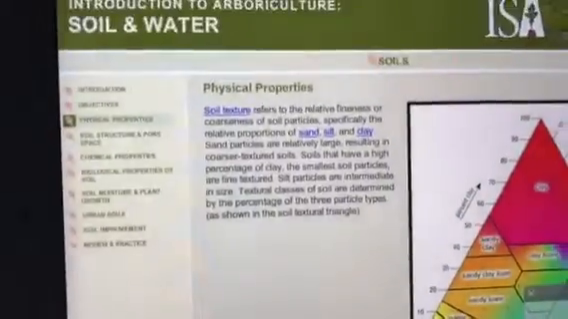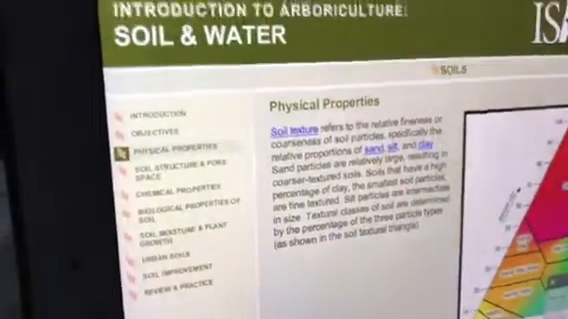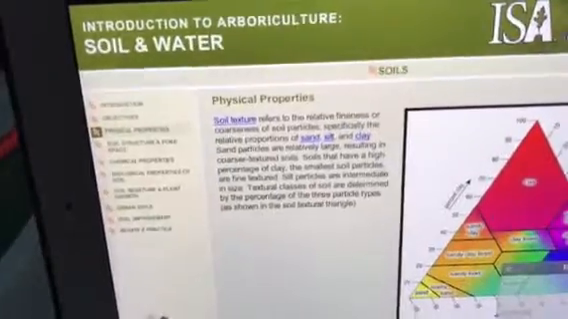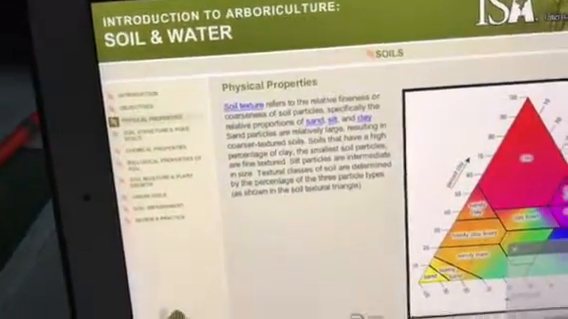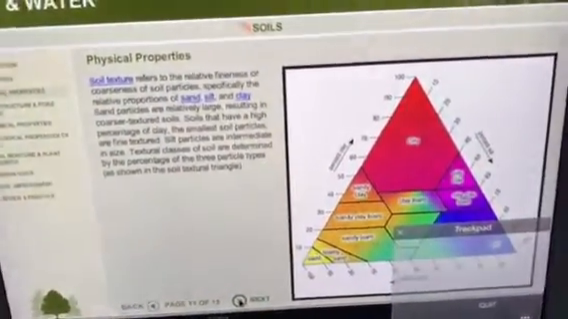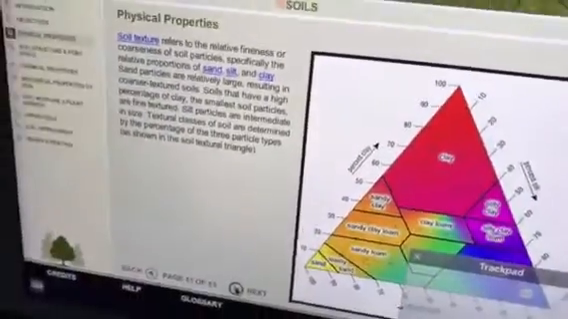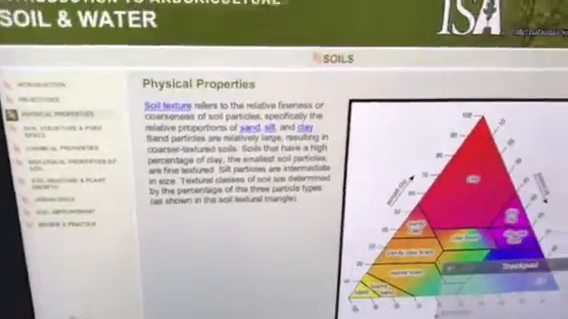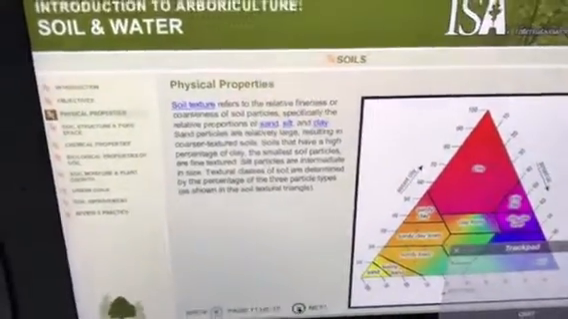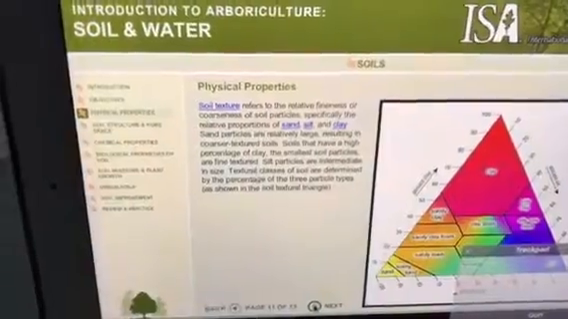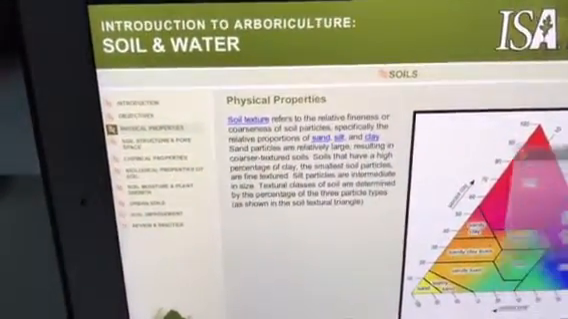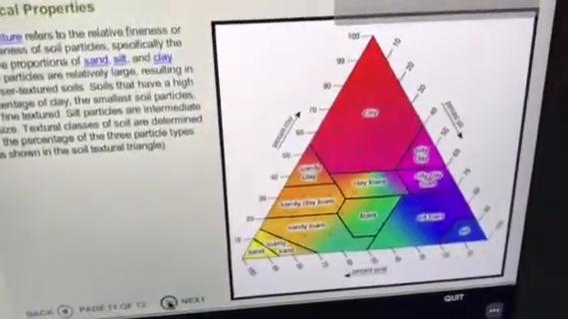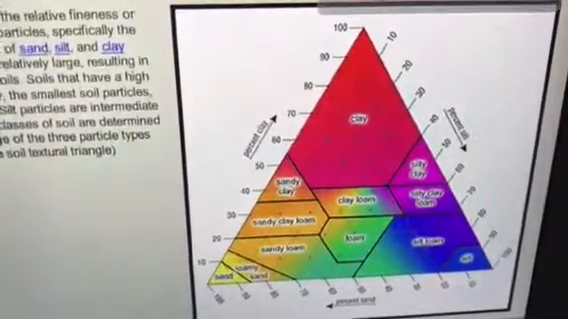Soil texture refers to the relative fineness or coarseness of soil particles, specifically the relative proportions of sand, silt, and clay. Sand particles are relatively large, resulting in coarser textured soils. Soils that have a high percentage of clay, the smallest soil particles, are fine textured. Silt particles are intermediate in size. Textural classes of soil are determined by the percentage of the 3 particle types, as shown in the soil textural triangle.